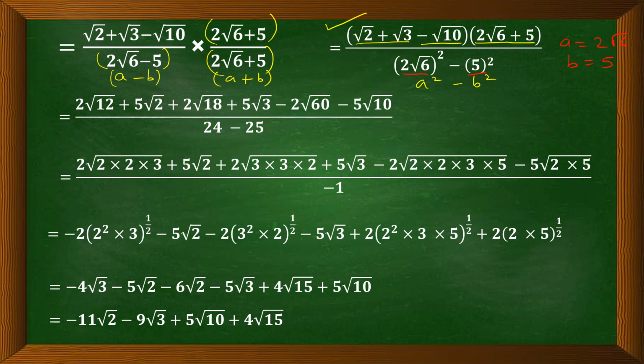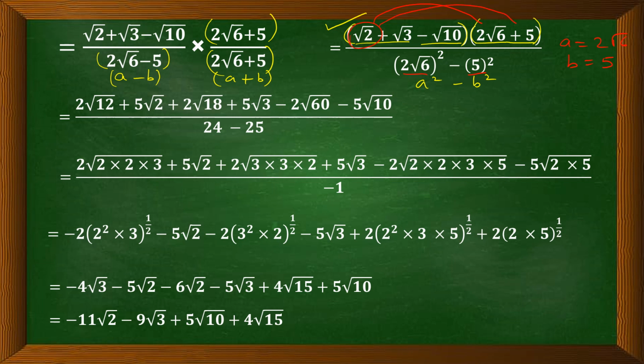Now in the numerator, we are going to solve it. This is a trinomial and this is a binomial. So each term of the trinomial is multiplied by each term of the binomial. Suppose we take root 2. Root 2 will be multiplied first with 2 root 6 and then root 2 will be multiplied to 5.